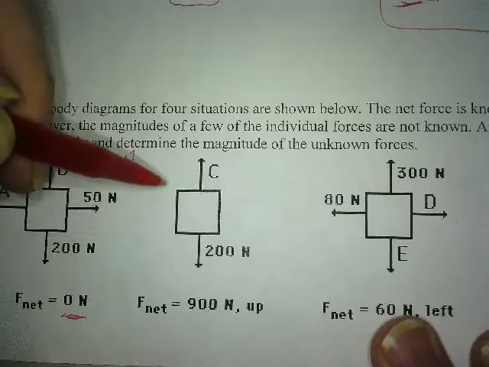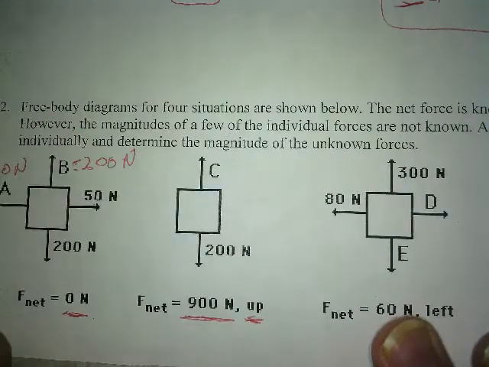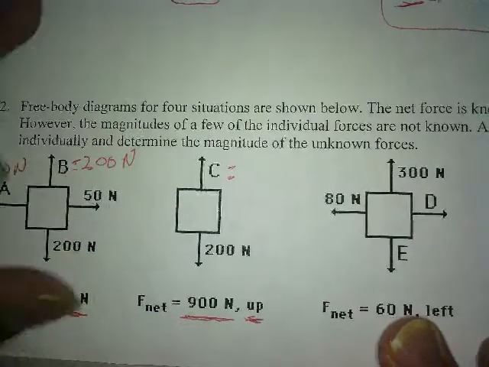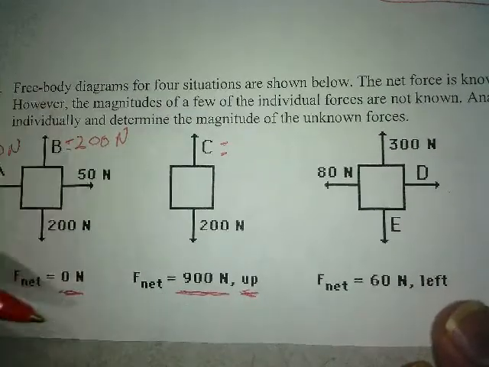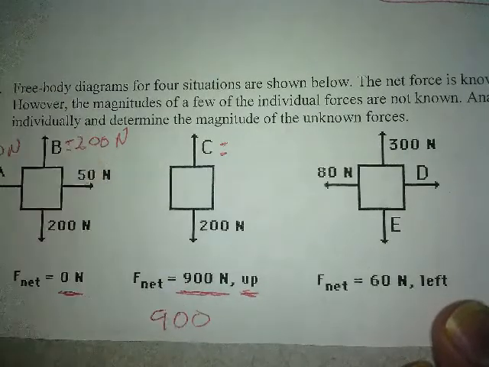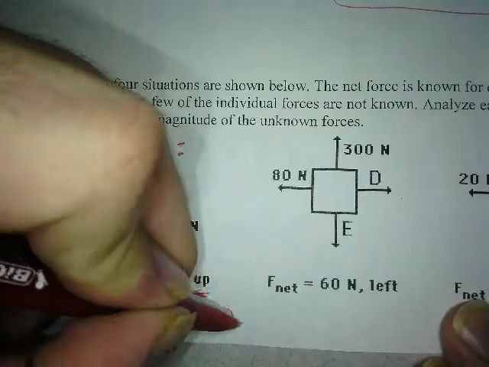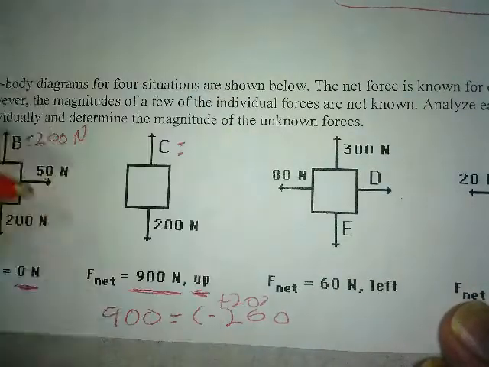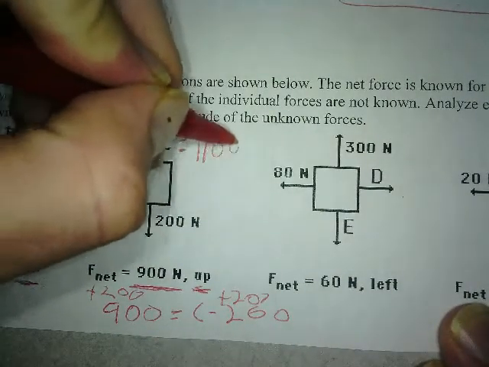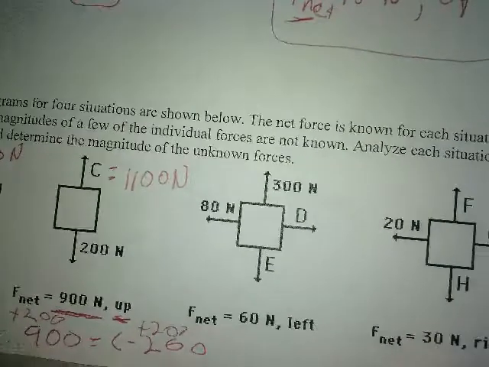Okay, here for the second one, it's going to be a net 900 newtons and up. So we need to figure out what C is. Now you can either just do it in your head, or you can do it algebraically, where 900 is equal to C minus 200. So you add the 200 to both sides, and you get 1100 newtons for C. So you can just do that easily.